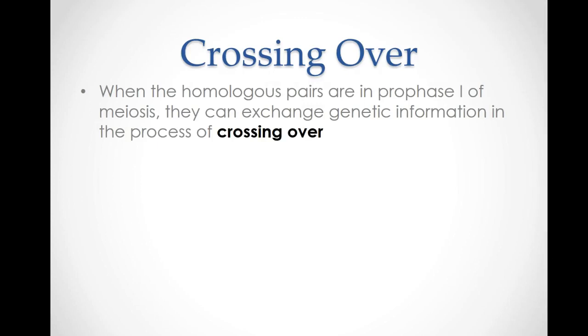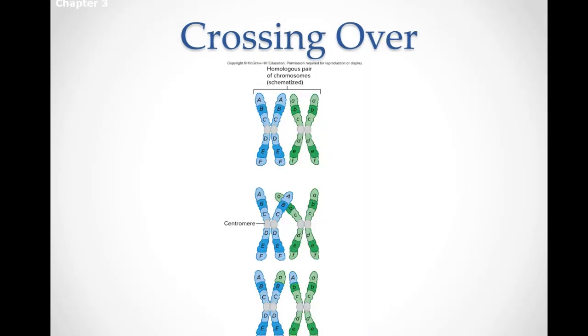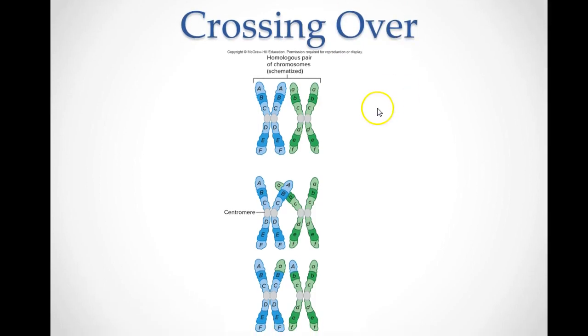So when the homologous pairs are together during prophase 1, they do something really interesting. They actually swap genetic information. So let me show you this diagram here real quick. And again, let me adjust this so you guys can see my screen.